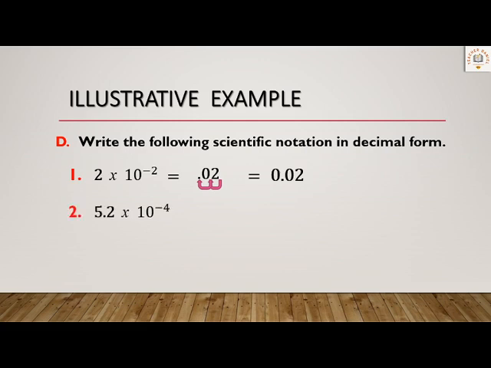Next, number 2, we have 5.2 times 10 raised to negative 4. So just write 5.2. So ina-expect natin na ang sagot natin dito ay decimal. So ang pag-move natin ng decimal point ay papunta sa kaliwa. 4 na beses. So move na natin yung decimal point. 1, add 0. So 2, 3, add 0, 4, add 0. So, nandito na yung decimal point niya. Okay? So, our answer is 0.00052.